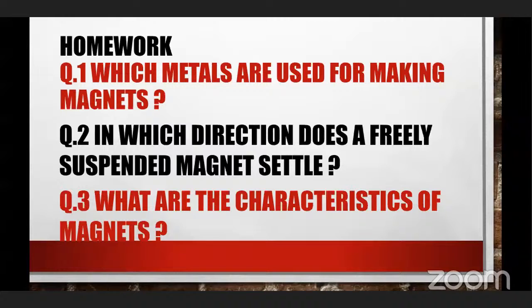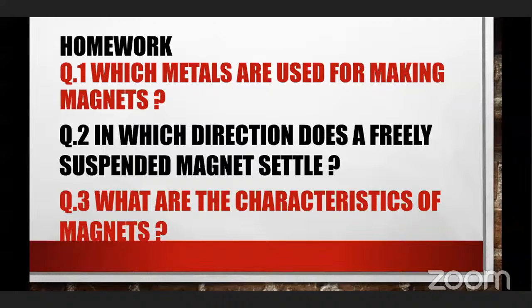Iron, cobalt and nickel are used for making magnets. Now the second question: In which direction does a freely suspended magnet settle? If we suspend a magnet freely, then in which direction does it settle?